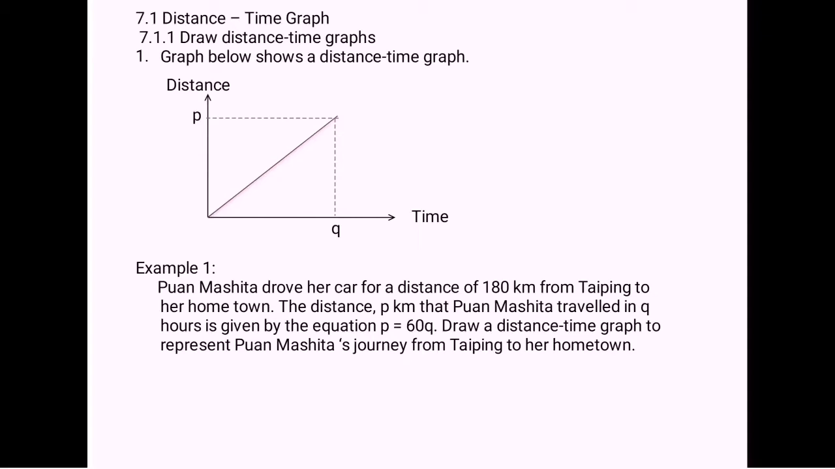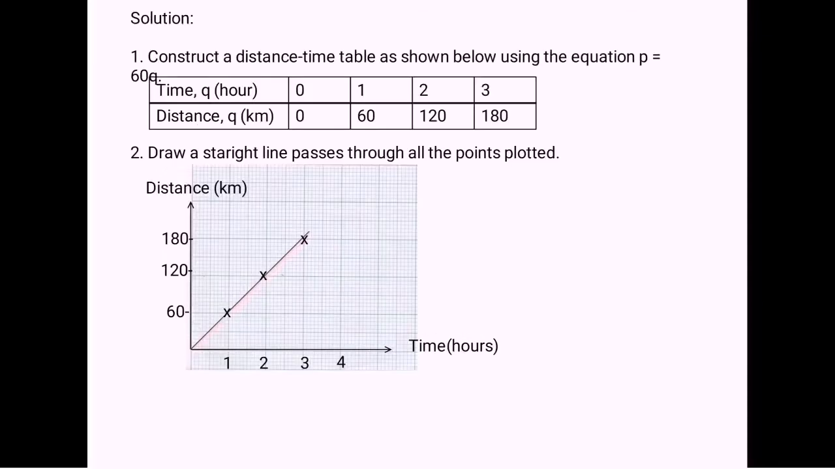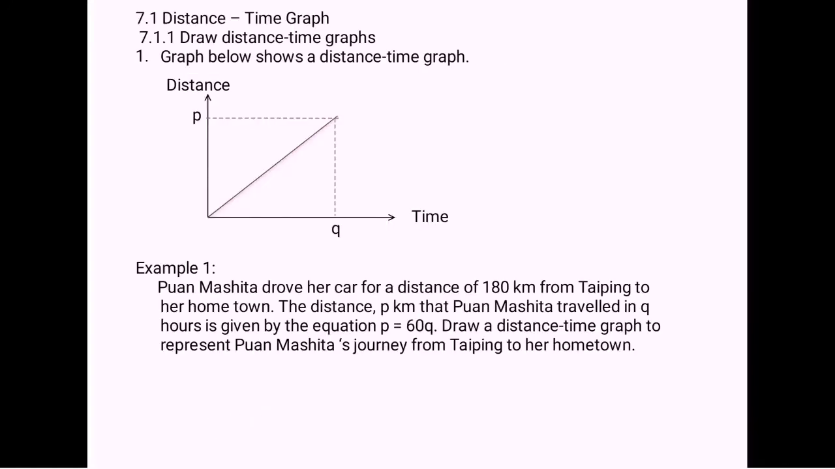Example 1. Mashita drove her car for a distance of 180 km from Taiping to her hometown. The distance P km that Mashita traveled in Q hours is given by the equation P equals 60Q. Draw a distance time graph to represent Mashita's journey from Taiping to her hometown. So the important thing is this, P equals 60Q. Underline. So let's see the solution.